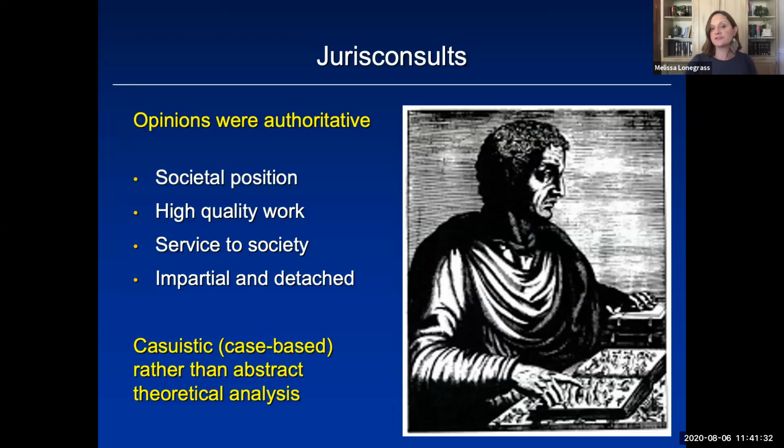The jurists had no official legal authority, at least not at this stage in Roman legal history, but their opinions were nevertheless widely regarded as authoritative for several reasons. These were generally members of the upper class, and so they were wealthy individuals who could enjoy the luxury of legal study. They performed high quality work, and they did so out of a sense of civic and scholarly commitment.